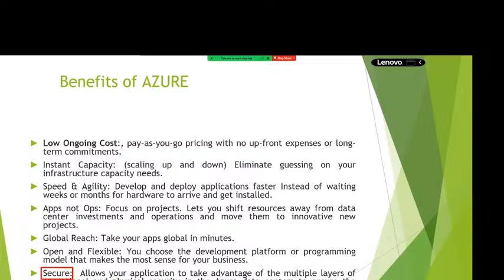Even if you tapped Satya Nadella's laptop directly, you would not be able to do anything. Why? Because they have encrypted the data in many layers. Microsoft Azure is certified with around 70 plus compliance offerings, so no worries about security. Okay, this is about the benefits of Microsoft Azure.